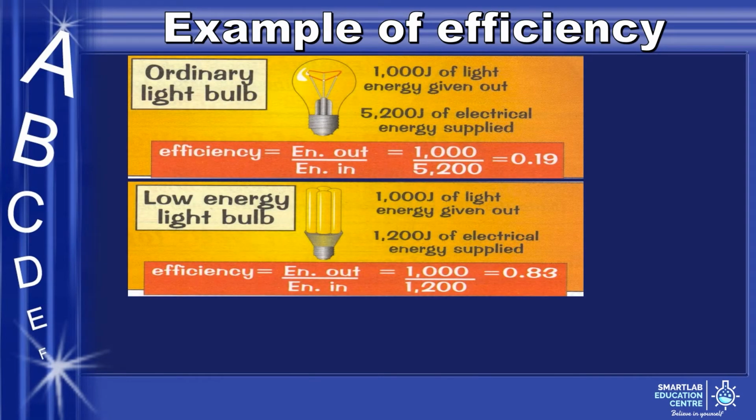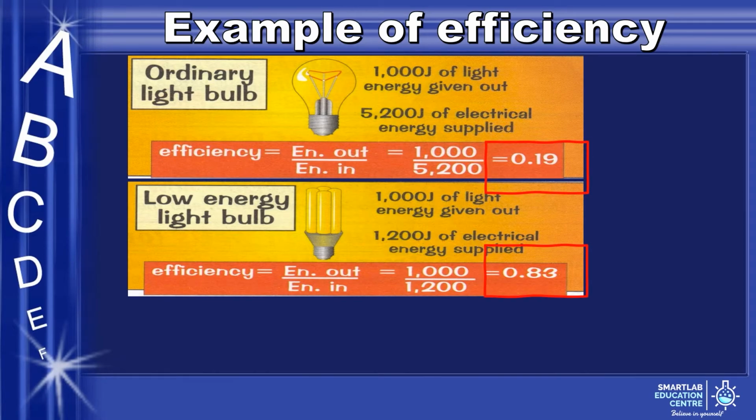Take a look at the two light bulbs. Both are emitting 1000 joules of energy. But look, the energy supplied into the ordinary light bulb is more than that of the low-energy light bulb. This causes the efficiency of the ordinary light bulb to be much lower than the low-energy light bulb.